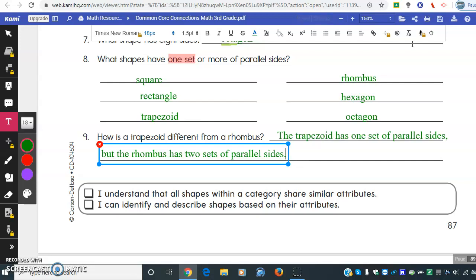They're both quadrilaterals. They both have 4 sides making them quadrilateral. They both have a parallel top and a parallel bottom. They don't both, however, have parallel sides. That's just our rhombus. The trapezoid, it's only the top and bottom. The rhombus, we have a parallel top and bottom and a parallel side to side.